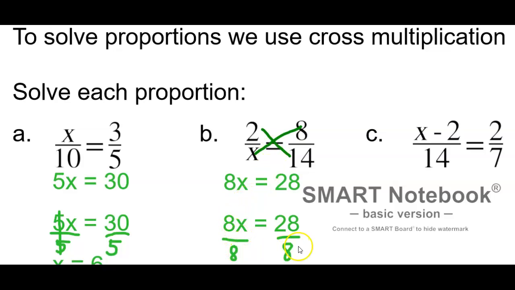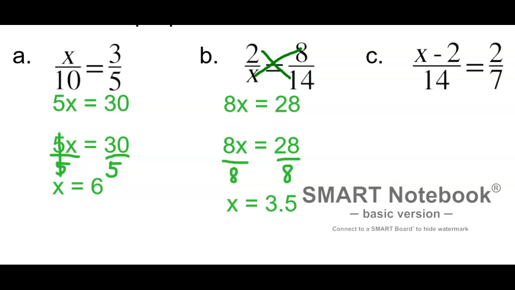We have to divide both sides by 8 because we need our x by itself, and they're combined by multiplication. And 8x divided by 8 is 1x. 28 divided by 8 is 3.5. Fantastic. Now look at C. C is a little bit different.